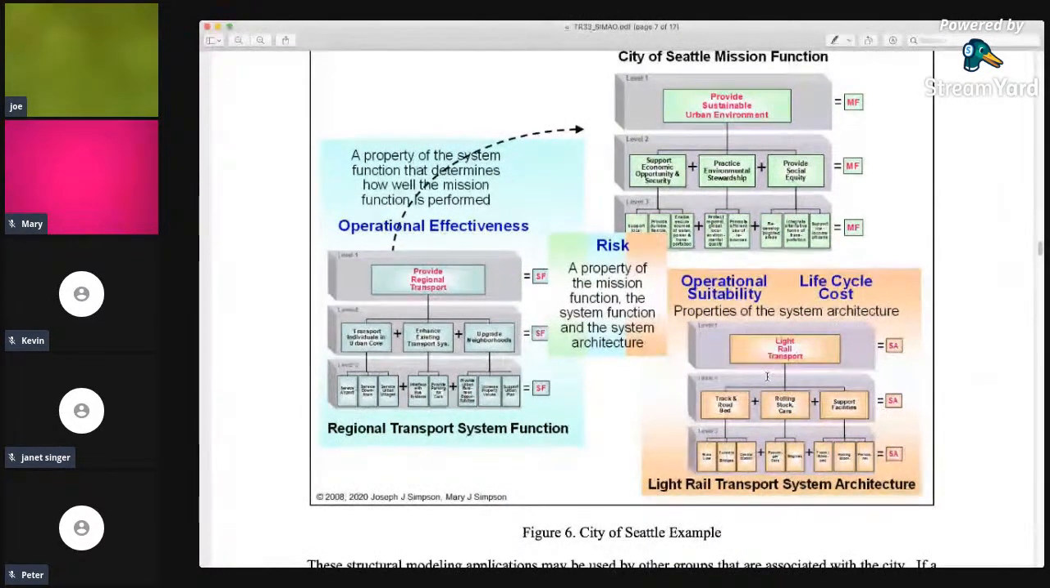And so that's over here. We look at the operational suitability of the light rail transport. Regional transport is going to be a combination of light rail, buses, and not only the light rail but also the regional rail. All these things would have to be aggregated to see whether you're achieving your goals on your sustainable urban environment by some metrics. You'd have to come up with your metrics, and that's where the application structural types all help to create those.